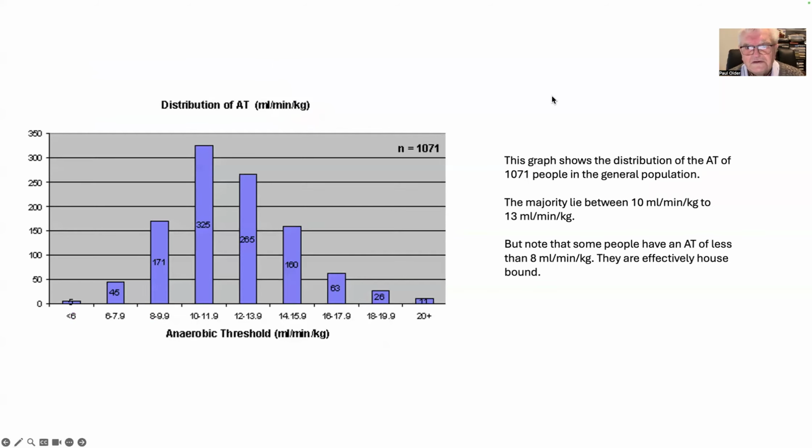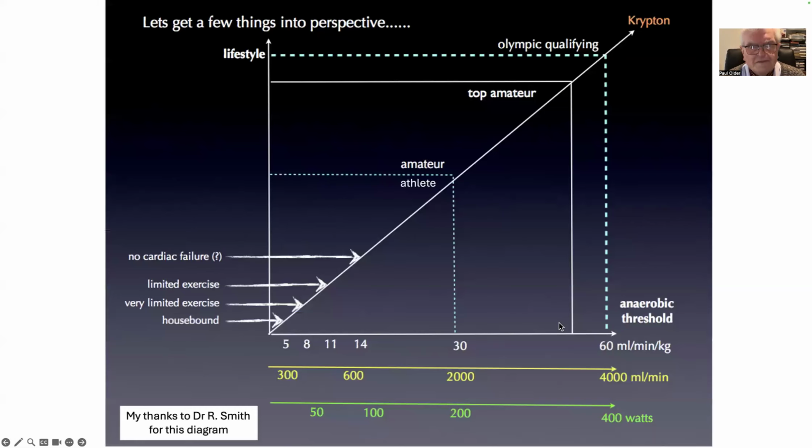This graph shows the distribution of the AT of 1,000 people in the general circulation from our own laboratory. You can see the majority of the people have an anaerobic threshold around here. There are a few down here and a few above there. Important, the range is huge. Remember, the majority are there.